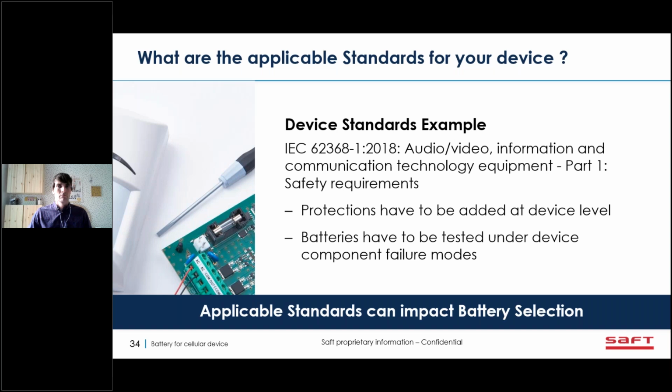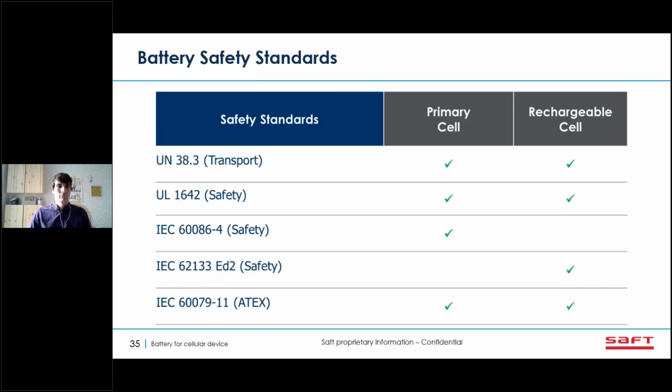For Saft cells and chemistries, they are all compliant to the main battery safety standards, which are, the first one is the transportation. There are the UL safety standards, the IEC safety standards for primary chemistry and for rechargeable chemistry. There are also specific standards which relate to explosive atmosphere usage. So you can check all of this for any kind of battery manufacturer. It has to be compliant or qualified. For Saft, all the cells are qualified according to those standards.